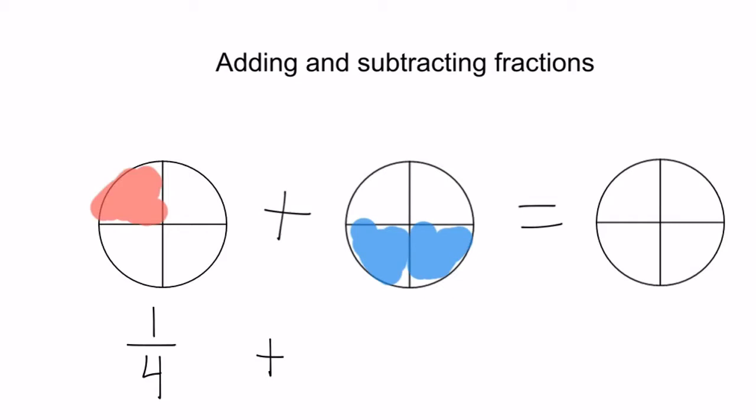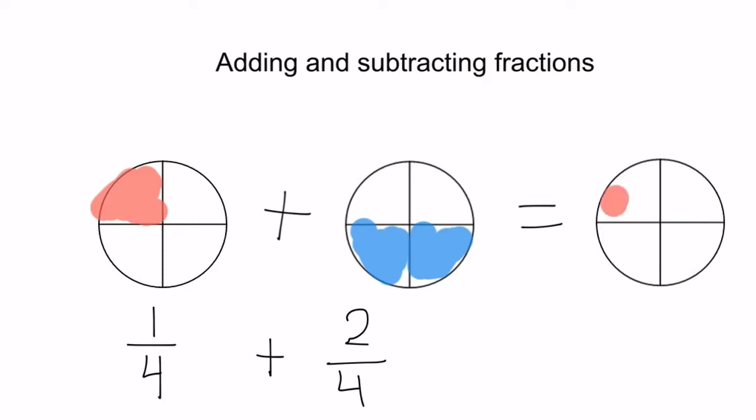Then we have 2 sections out of 4 sections filled in, representing 2/4. So if I'm asking you to combine these two sections, these two shapes, what do you think you end up with?